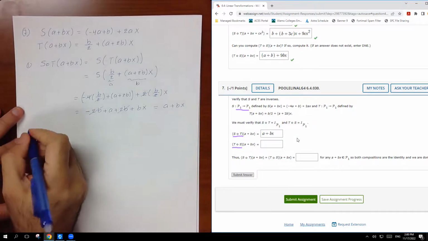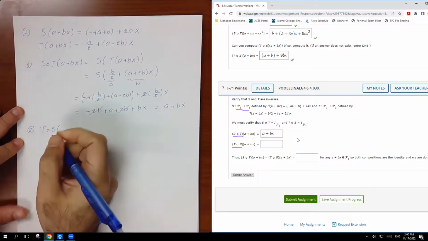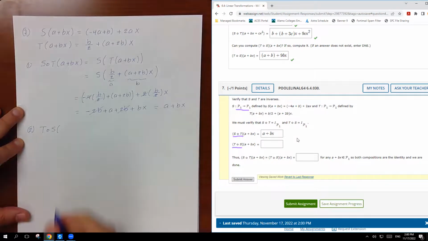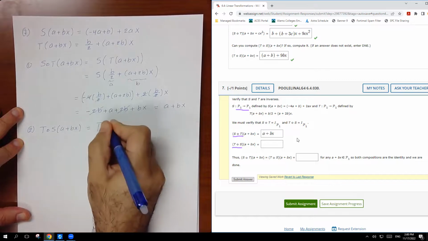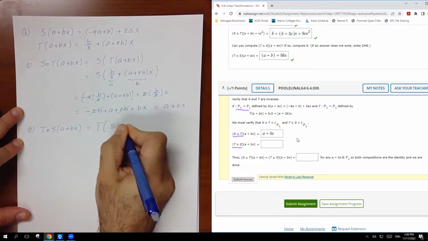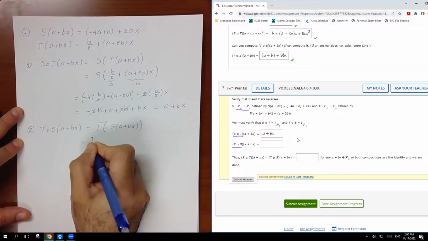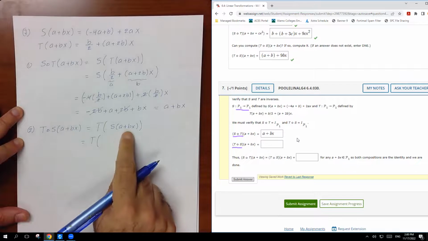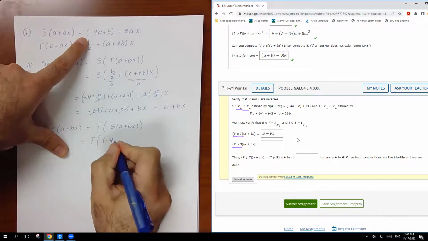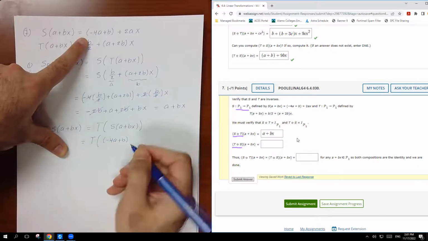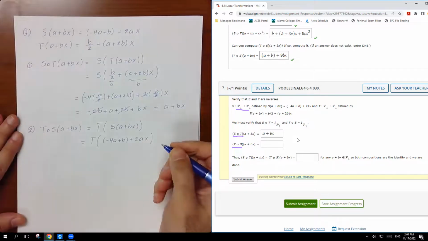T composite with S of a plus bx. It's going to be the same thing. T is out, and here is S of a plus bx. Then this one is going to be T. Now I need to find S of a plus bx. S of a plus bx is going to be negative 4a plus b plus 2ax.